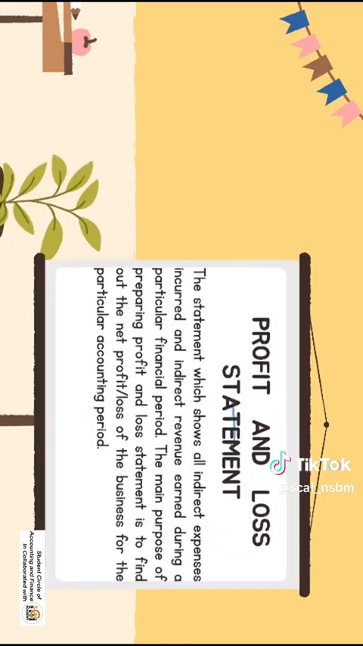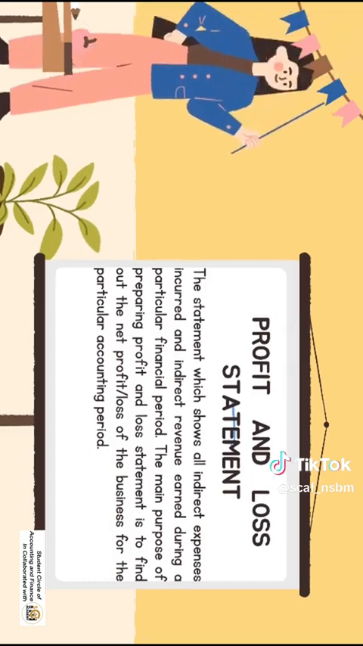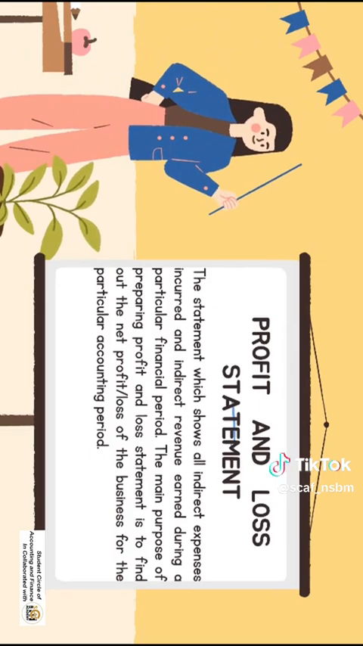Moving to the next topic, profit and loss statement. Profit and loss account is the statement which shows all indirect expenses incurred and indirect revenue earned during a particular financial period. The main purpose of preparing profit and loss statement is to find out the net profit or loss of the business for the particular accounting period.